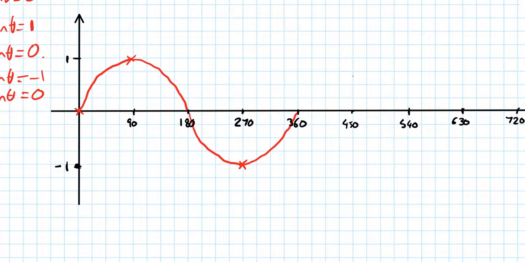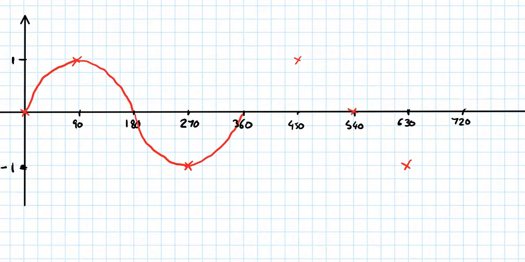Let's go for another full 360 degrees. So at 450, it's going to be 1. At 540, it'll be 0. At 630, it's going to be minus 1. And at 720, we're going to be back to 0 again. So if I join this up, this is what the graph of sine theta looks like between 0 and 720. But it will go on forever in the positive and negative direction. So that is the graph of sine theta.